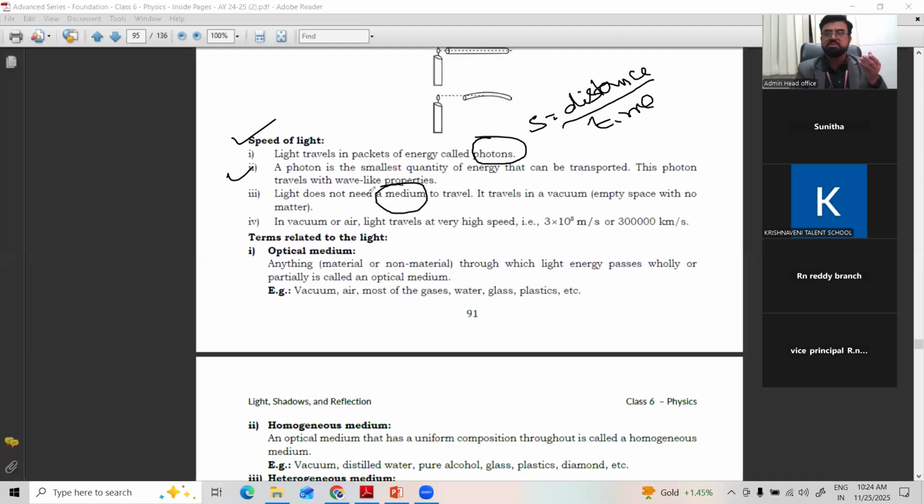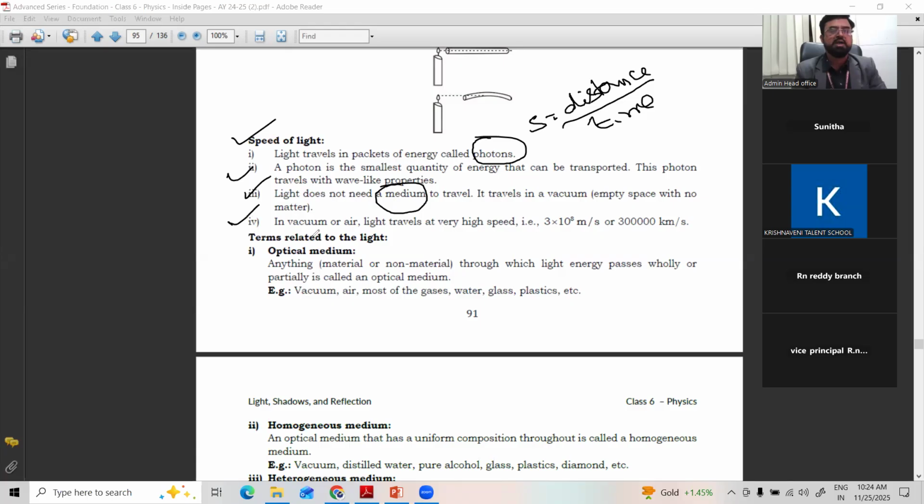For example, sunlight is coming from the sun to the earth. In between there is a vacuum, but still light is coming. Means light travels in vacuum. Whereas sound does not travel. Sound requires a medium to travel. It cannot travel through vacuum. But light can travel even through vacuum.